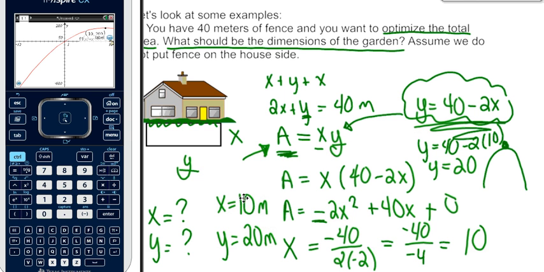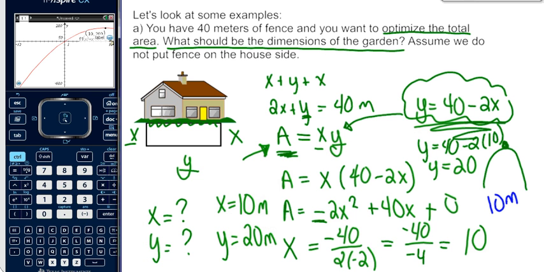And you can see that because area is x times y, we found y to be 20, so 10 times 20 would give us a maximum area of 200. So in answer to the question, what dimensions should the garden be? Well, it should be 10 meters by 20 meters. X is 10, y is 20. Of course, with the graphing method, you get x, so to get y, I think the quickest thing to do is just to plug that value of 10 back into the y equals equation.